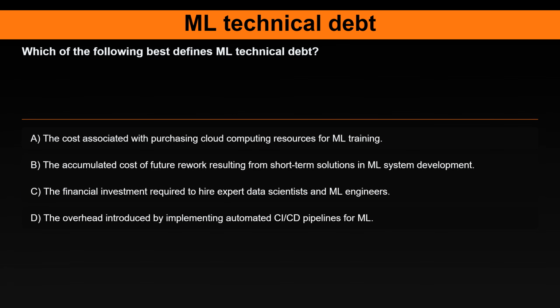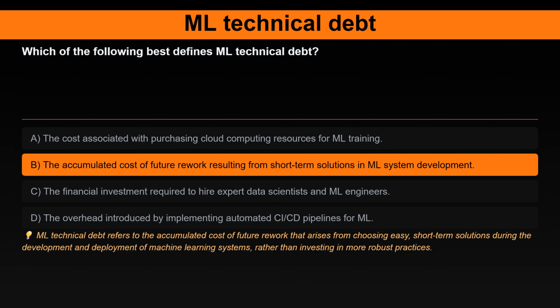Question 25. Which of the following best defines ML technical debt? Option A, the cost associated with purchasing cloud computing resources for ML training. Option B, the accumulated cost of future rework resulting from short-term solutions in ML system development. Option C, the financial investment required to hire expert data scientists and ML engineers. Option D, the overhead introduced by implementing automated CI/CD pipelines for ML.